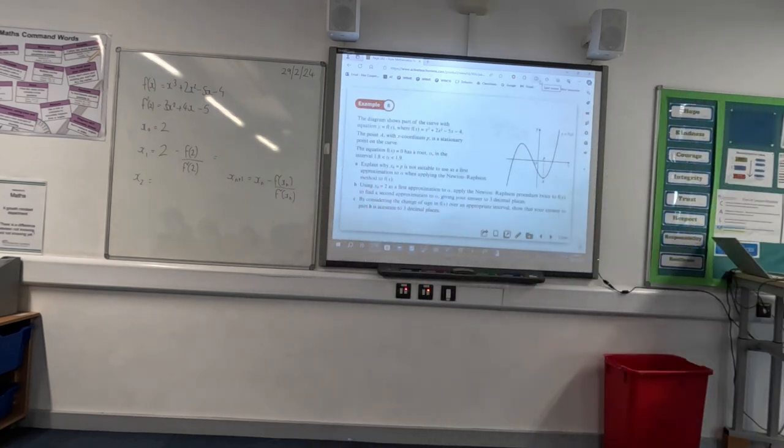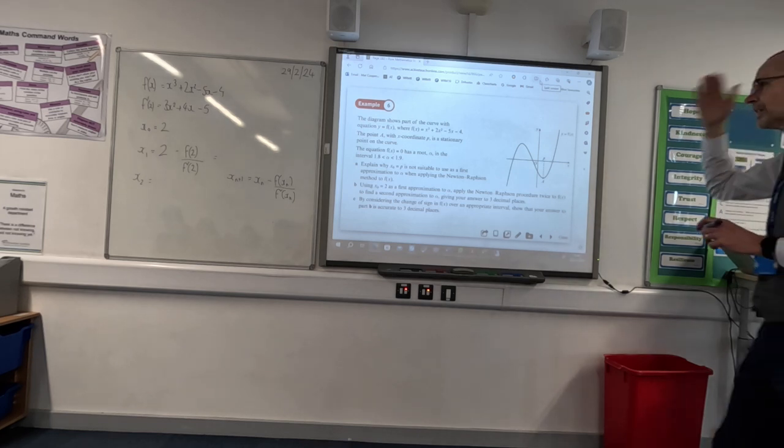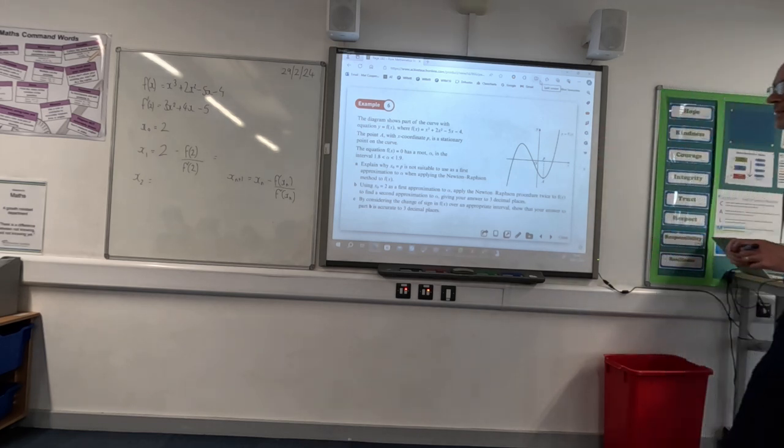So let's see if you can do that. Are you calculated up? And just see, what does it say? It says apply it twice. They haven't asked us to do the sign change, but they've indicated that there's a solution somewhere between 1.8 and 1.9.